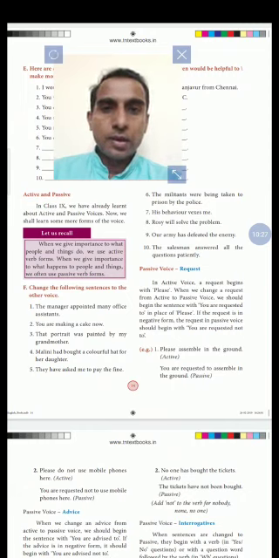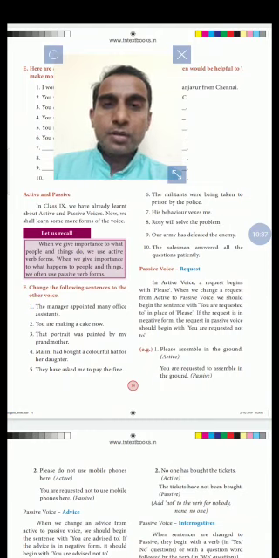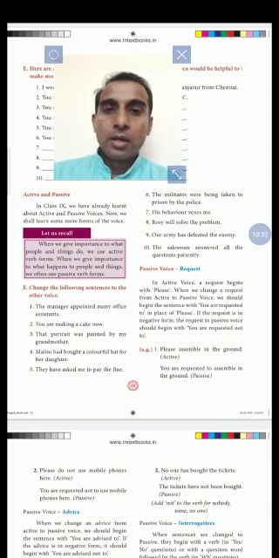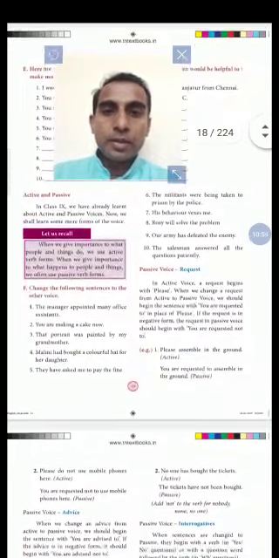That's the fourth one. And the fifth one: They have asked me to pay the fine. That is an active sentence. How will you change this into passive? I have been asked to pay the fine by them. I have been asked because it's in perfect tense. I have been asked to pay the fine by them. Then next, question number 6. You can see the sixth one over there.